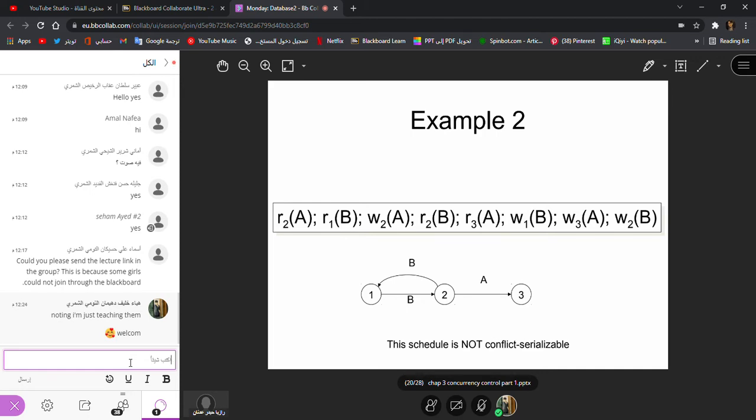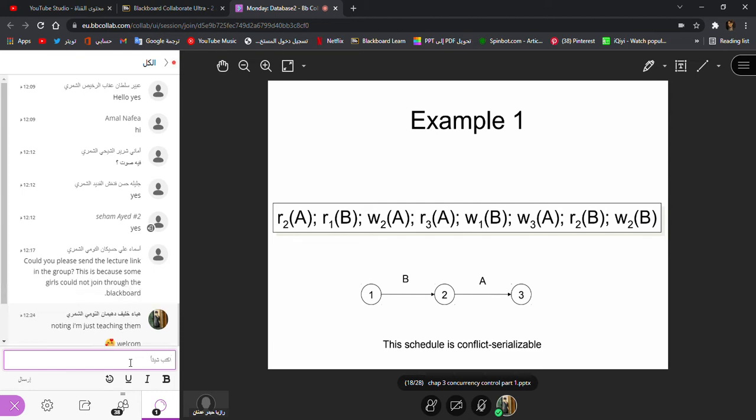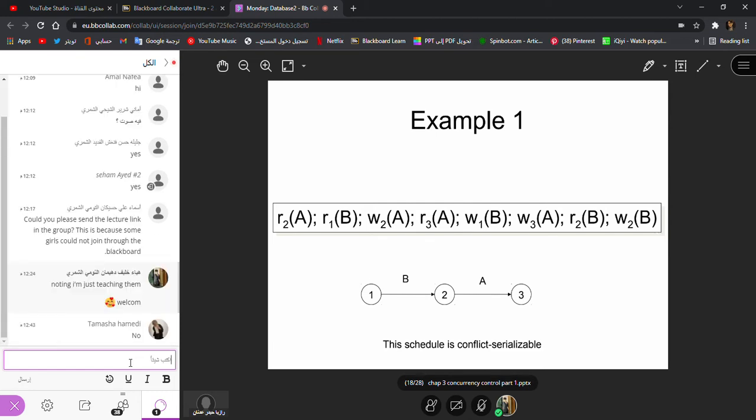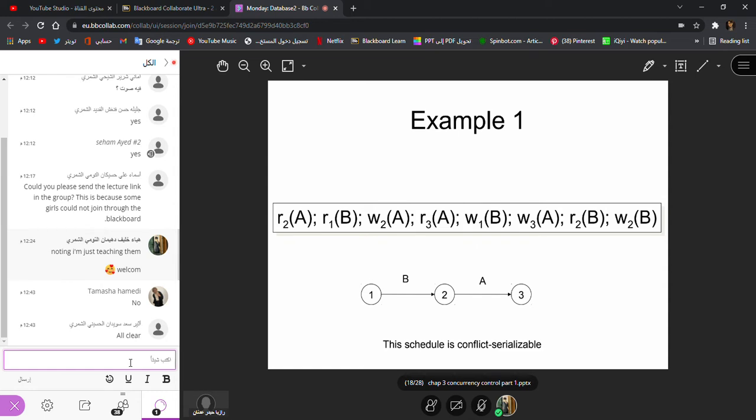Okay, so if I give you this kind of schedule, you have to make the precedence graph. And you have to check if you have a cycle in the graph, then you will say that it's not conflict serializable. And if you do not have a cycle, there is no cycle in this one, then you will say that it's a conflict serializable schedule. Clear? Any questions? Girls, any questions related to this? Is it clear? Okay, that's good.